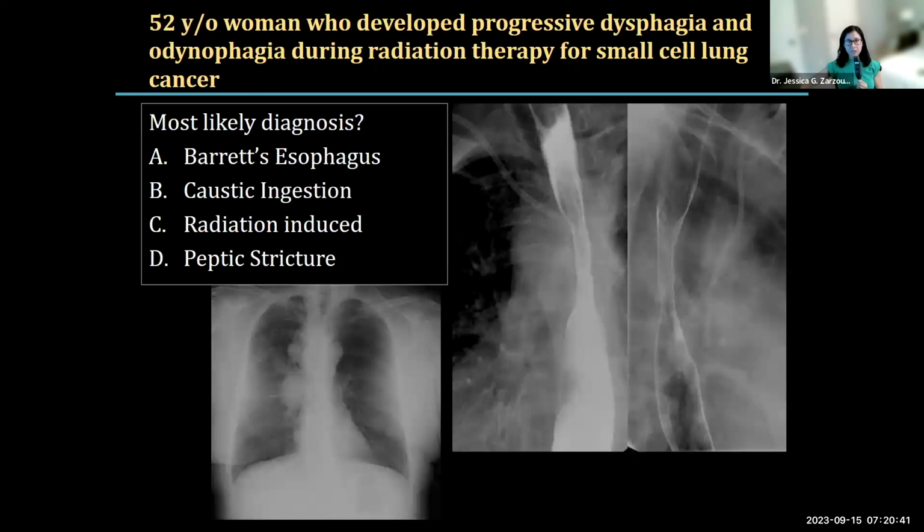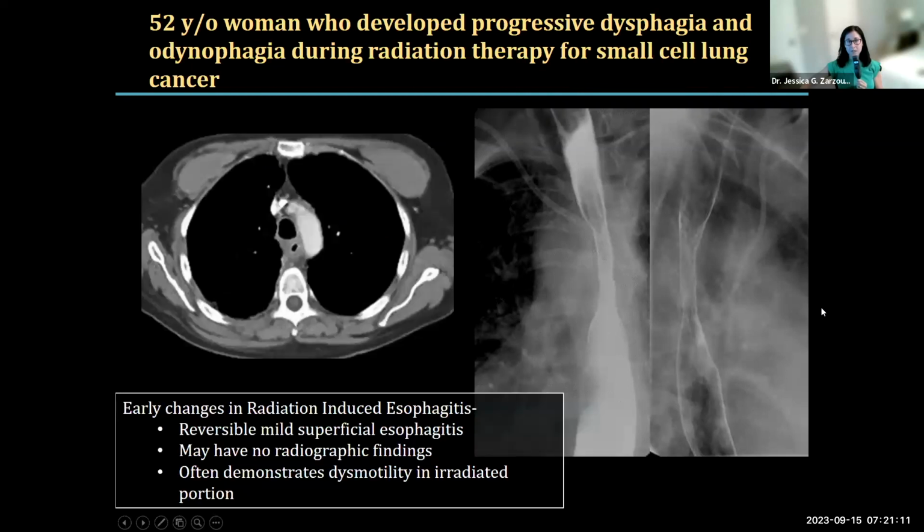This is another patient who had progressive dysphagia. It actually occurred during her radiation therapy. So we can see here is the lung mass here. This is her small cell lung cancer. And over here on our esophagram images, we can see the segment of smooth narrowing in the mid-esophagus, right where she was receiving her radiation therapy. So again, we have a radiation-induced stricture, but this time occurring in a more acute time period.